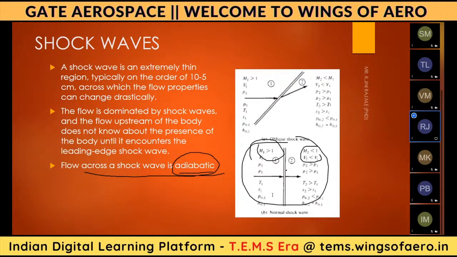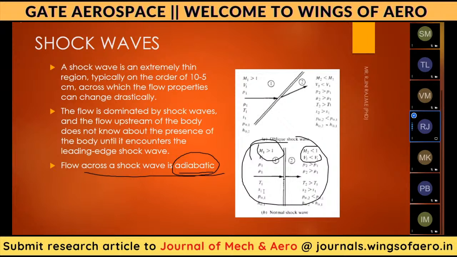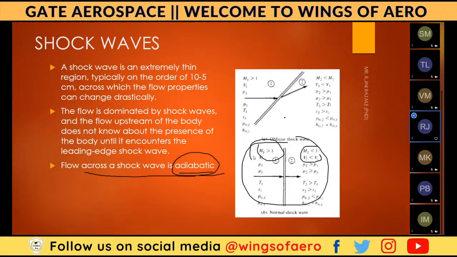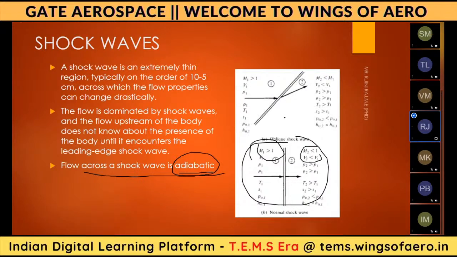Okay. So a normal shock means it is perpendicular to the flow direction, that is, 90 degrees to the flow direction. That we'll be seeing later, but in this diagram I am just explaining. For an oblique shock, the shock is inclined to the flow direction, so inclined at some angle.